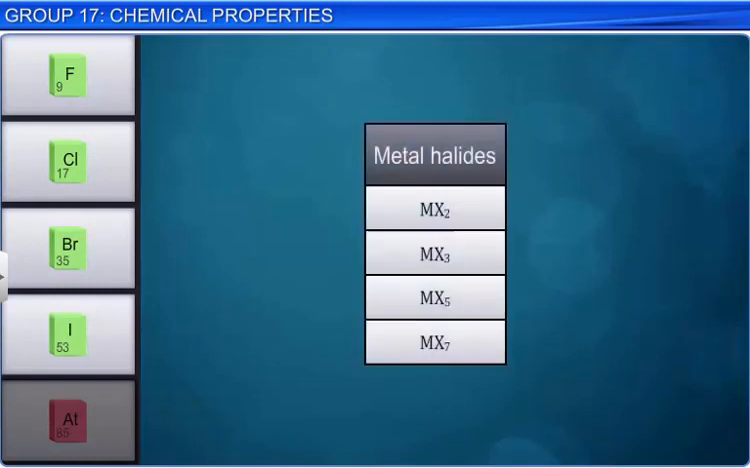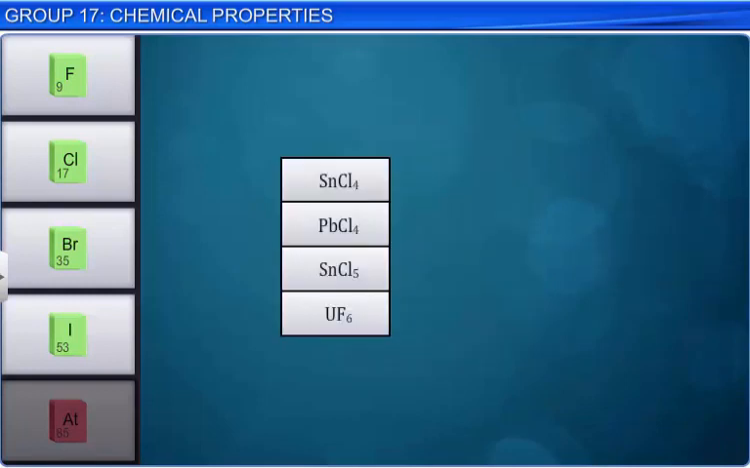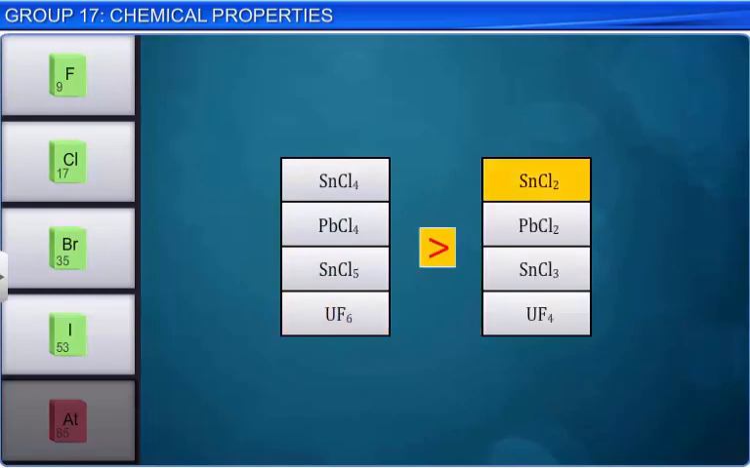However, if the metal exhibits an oxidation state of more than 1, then the halide at the higher oxidation state is more covalent than the lower oxidation state. For example, SnCl4, PbCl4, SbCl5 and UF6 are more covalent than SnCl2, PbCl2, SbCl3 and UF4.